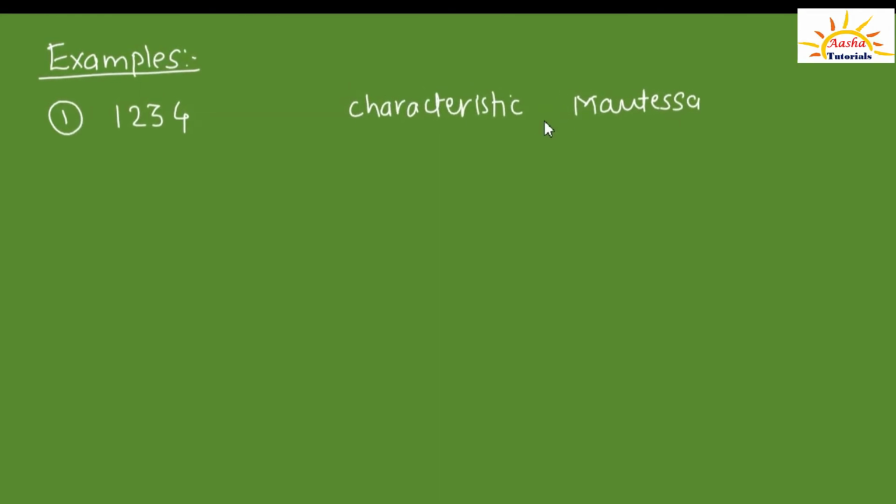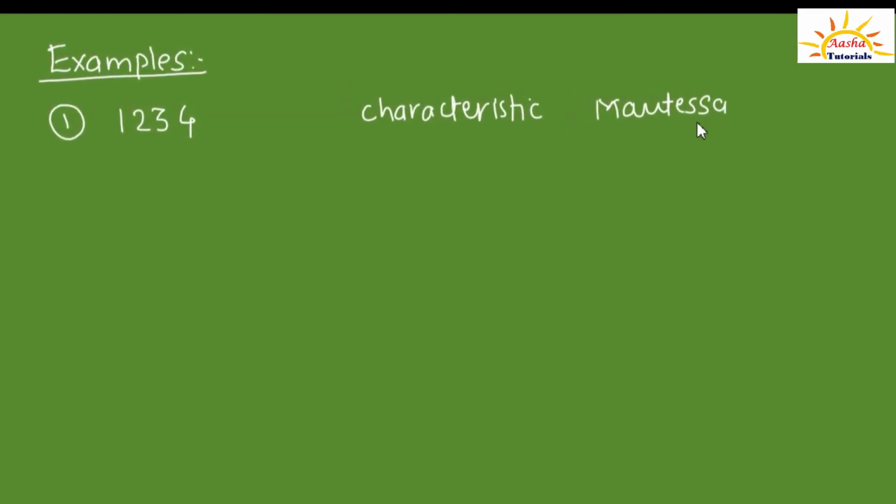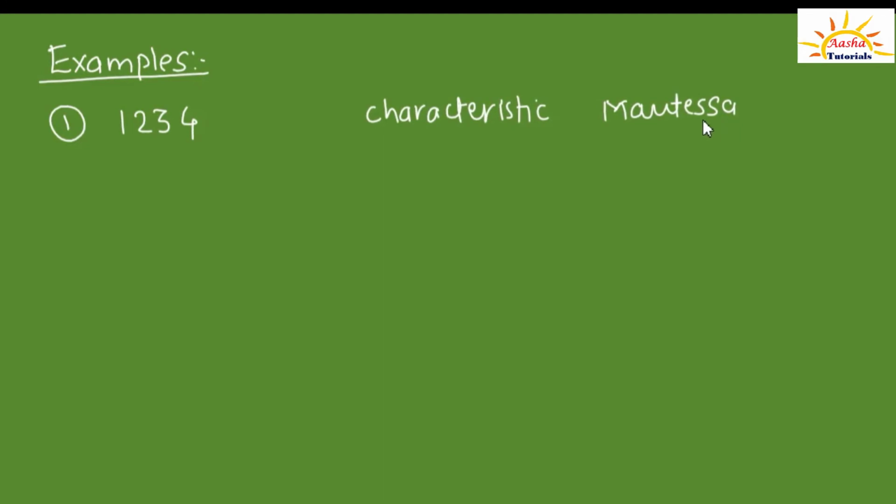Where do we get this mantissa? We get this mantissa by referring to our log table. How do we find the characteristic value? Whatever number we are provided, we first have to convert it into scientific notation, that is, write the number between 1 and 10. So I can write 1234, without changing its value, as 1.234 times 10 raised to 3.